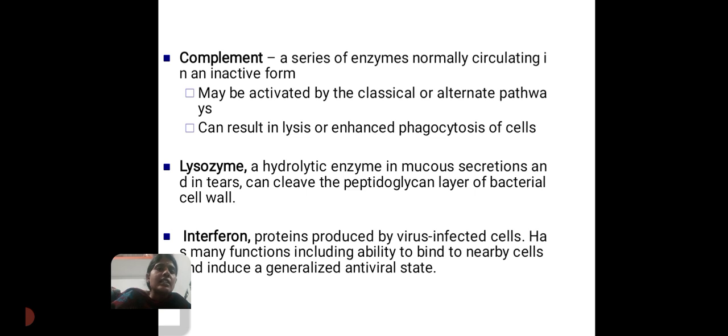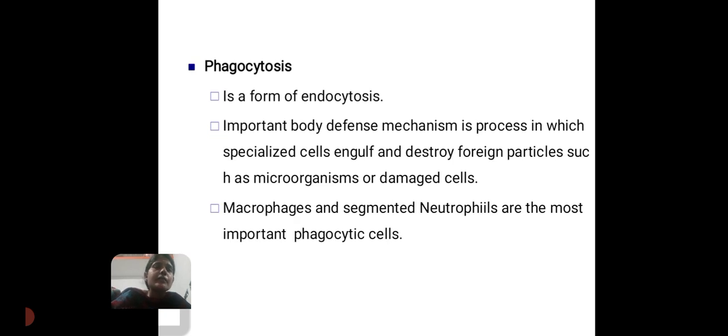Next, interferon. It is a protein produced by virus infected cells. It has many functions, including the ability to bind to nearby cells and induce a generalized antiviral state. Next, phagocytosis. It is a form of endocytosis and an important body defense mechanism. It is a process in which specialized cells engulf and destroy foreign particles such as microorganisms or damaged cells. Macrophages and segmented neutrophils are the most important phagocytic cells.